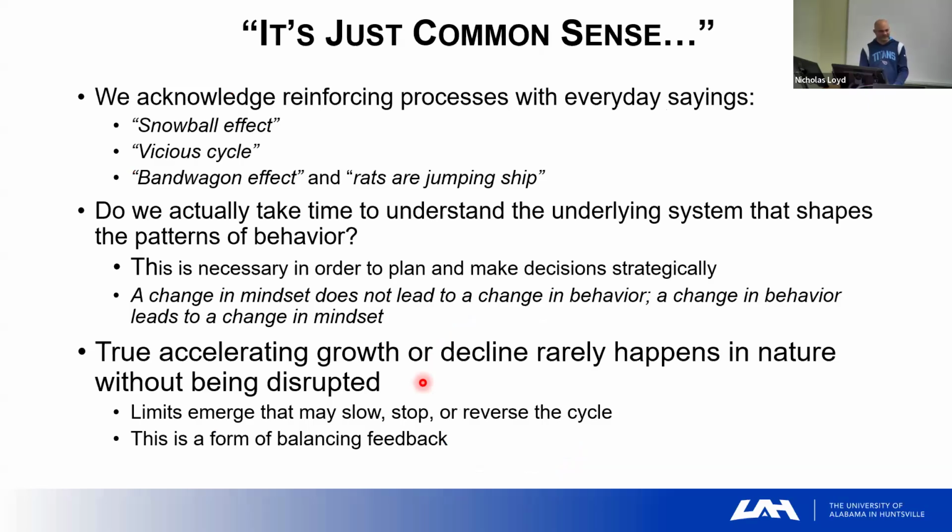So we see those in life. We even talk about it in our language, right? The snowball effect, the symbol that they actually use is there. But in systems thinking in The Fifth Discipline, he says, do we actually ever stop to try and understand what those variables are and how they are affecting each other?